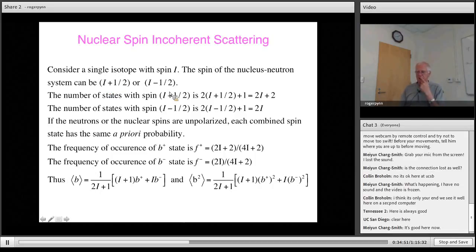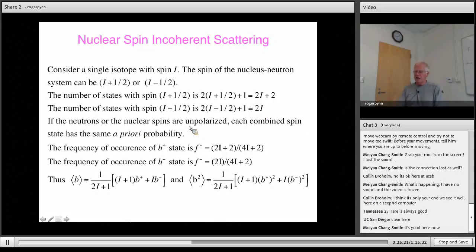Now you know what the number of states with a particular spin is. You just take twice the value of the spin and you add 1. So here we have twice the value of the spin plus 1, which just gives us 2I plus 2. The number of states that have this minus sign in them, I minus a half, is just 2 times the value of the spin plus 1. That gives you 2I.